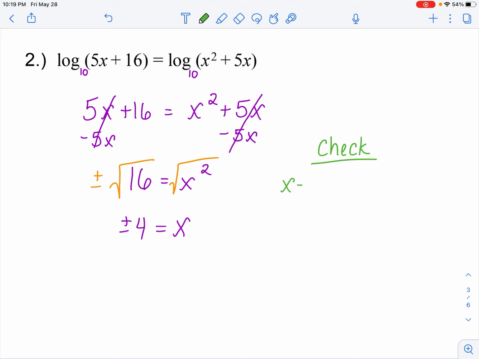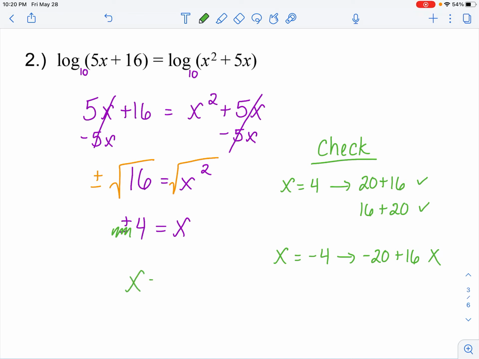All right. When I do x equals positive 4, I'm going to get from the 5x plus 16, 20 plus 16, that's a positive. And then from the other side, I'm going to get 16 plus 20, also positive, so that one works. If I try plugging in x equals negative 4, I'm going to get negative 20 plus 16, which equals a negative. That's not allowed. So I don't even need to check the other one. The negative 4 I cannot keep. So the final answer is just going to be x equals 4. X equals negative 4 is extraneous.